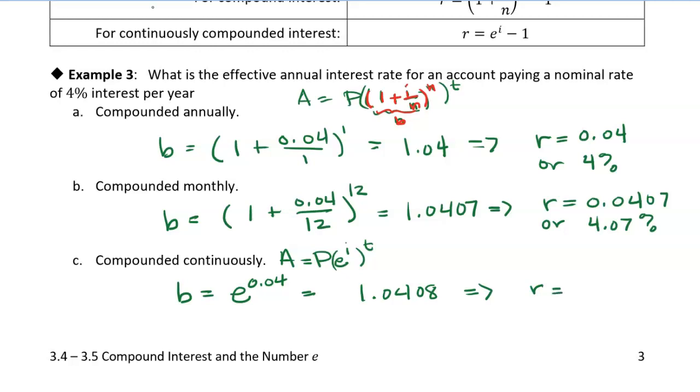Subtract 1 from the B value, the growth factor. And I get 0.0408, or I could write it as 4.08%. Okay? So that's the effective annual interest rate. I would not bother with the formulas. Just remember that the effective annual interest rate is the same as the growth rate. So find B and subtract 1. It's the annual growth rate if the initial deposit were compounded annually. So it's equivalent to what the growth rate would have been if it was compounded annually.